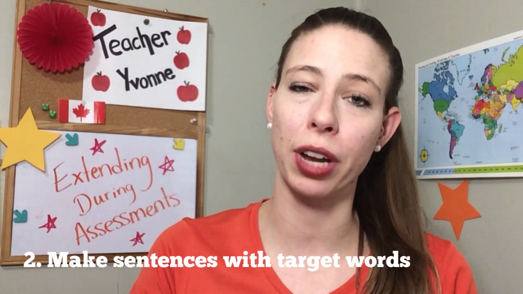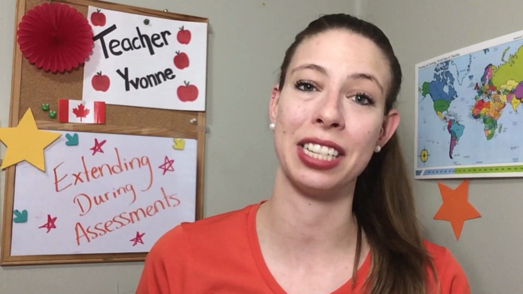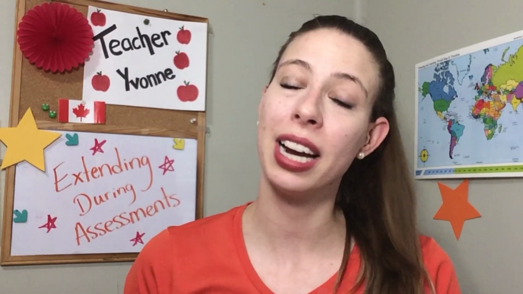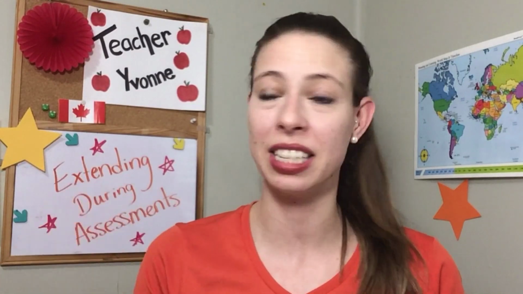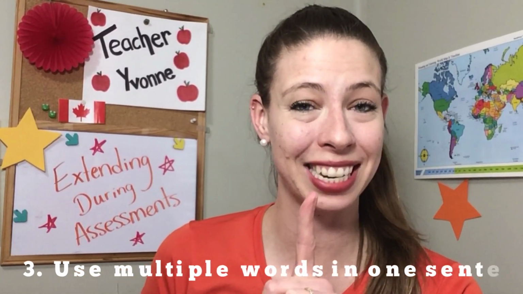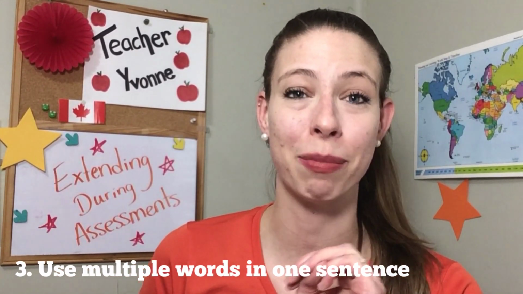So if they're working on vocabulary words or if they're working on sight words, they might just need to read them. Ask them to actually make a sentence with those sight words. Now you can ask them to use one sight word, but if they did it easily with 1 or 2 words, say, all right, now I want you to use 2 of those sight words in one sentence. And then you can keep challenging them. Now add 3 of those sight words in one sentence.